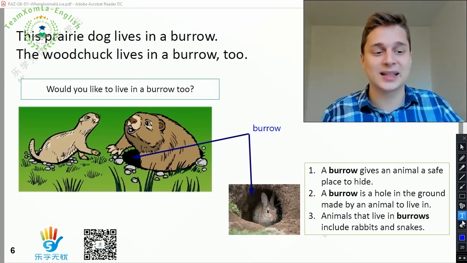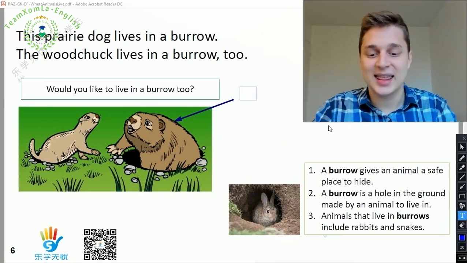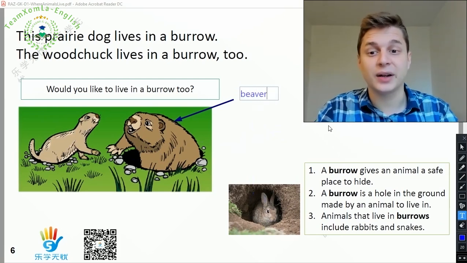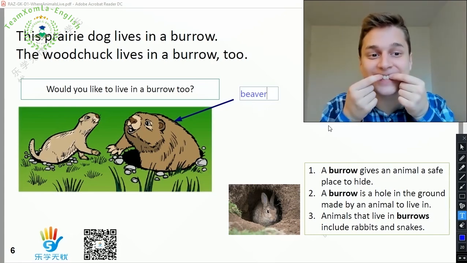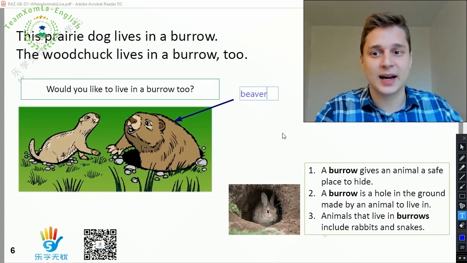What animals live in the barrow? What are these animals called? What is this? This is a beaver. Beavers like to chew on wood, and they like to hide under the ground.